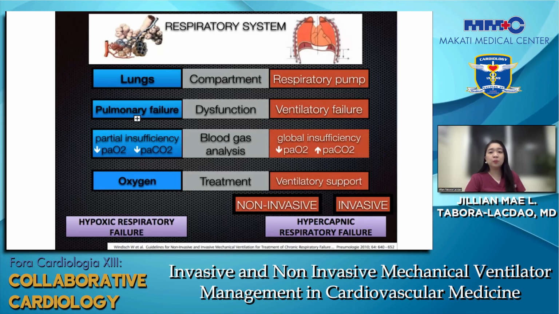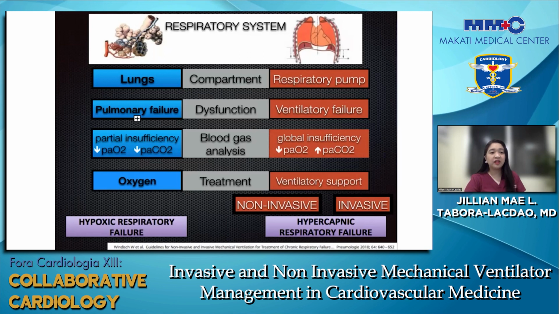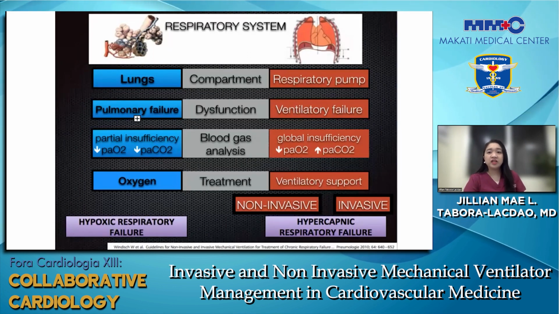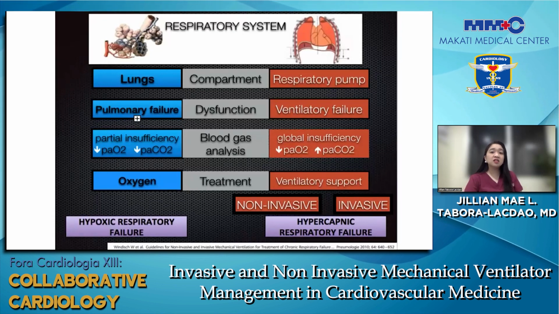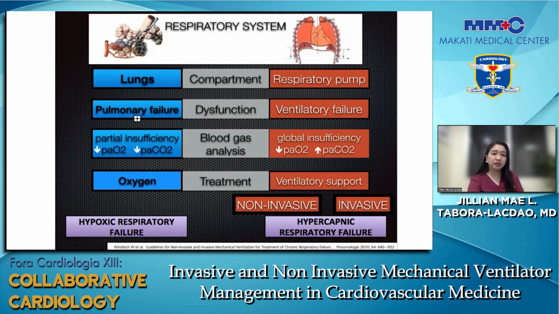Before we discuss the cardiothoracic hemodynamics and mechanics, we will review first the respiratory system. Of course, you have two components, the lungs and the respiratory pump. The lungs comprise the bronchus, the alveoli, which are the smallest unit in the lungs, and the capillary basement membrane. In the respiratory pump, you have the phrenic nerve, the intercostal muscles, the diaphragm, the CNS, and the thoracic cage. Any dysfunction in the lungs we call pulmonary failure, and any dysfunction in the respiratory pump we call ventilatory failure.